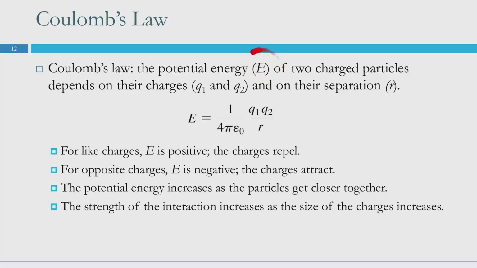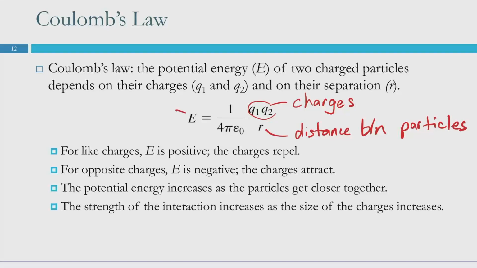Coulomb's law says that the potential energy, the energy of two charged particles, like an electron and a proton, depends on their charge. Charge is Q1 and Q2, and on their separation, so the distance between the particles. And this first term, we've pulled out everything in front that is a constant, or that's constant at least for us.